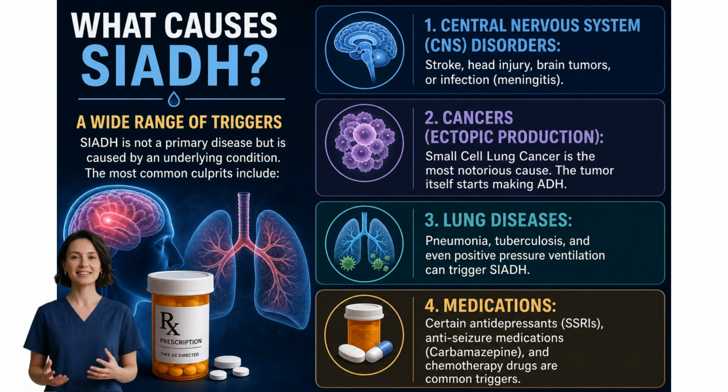SIADH isn't a disease in itself. It's always a symptom of something else going on in the body. The causes are incredibly varied. It can be triggered by disorders in the brain, like a stroke, head injury, or infection. Cancers are another major cause, most famously small cell lung cancer, where the tumor itself can actually start producing ADH. Even lung diseases like pneumonia can be a trigger. Finally, a number of common medications like certain antidepressants or anti-seizure drugs can also cause the body to release too much ADH.